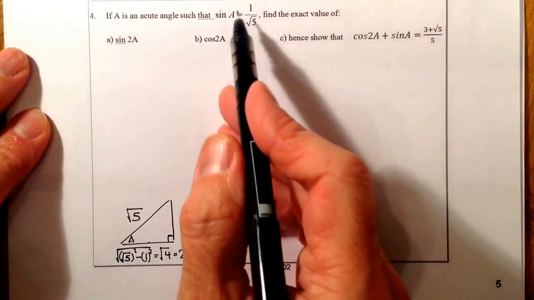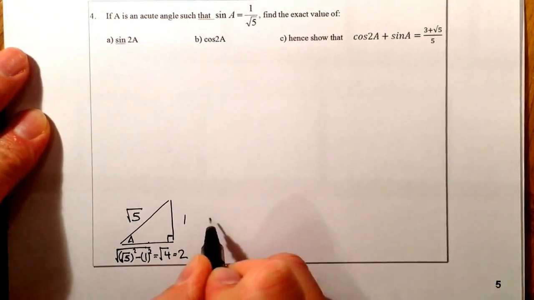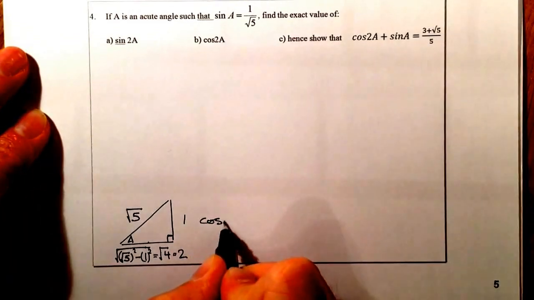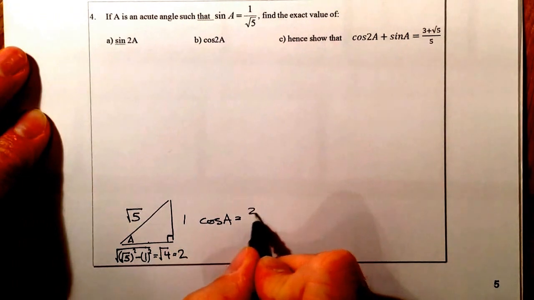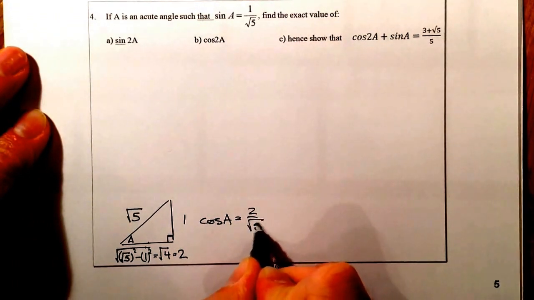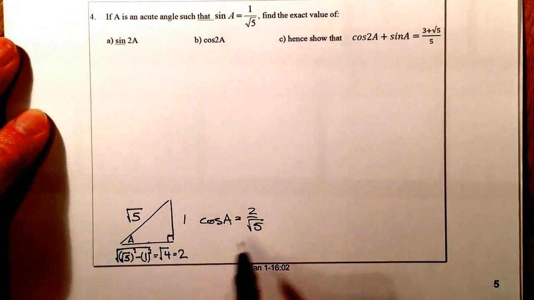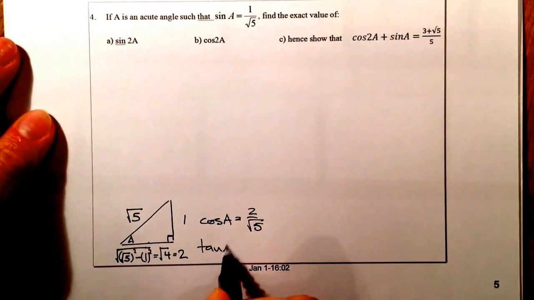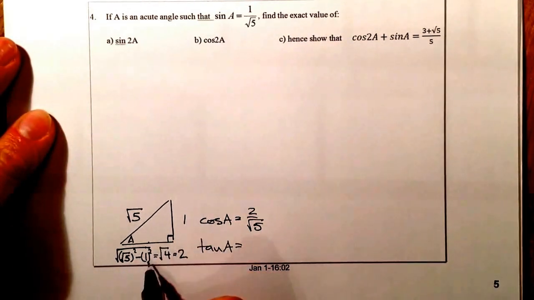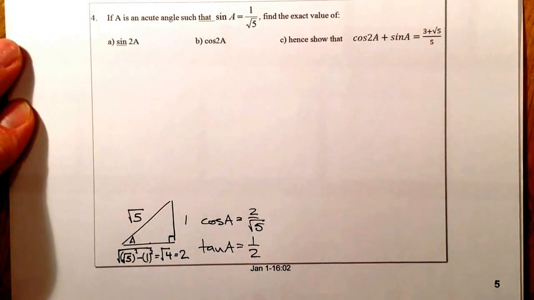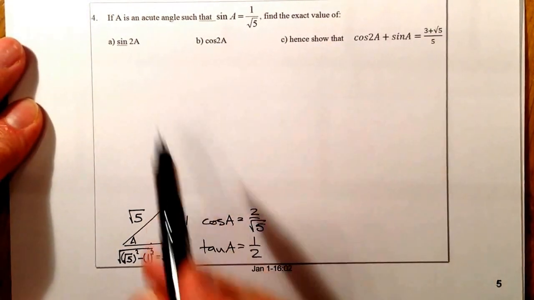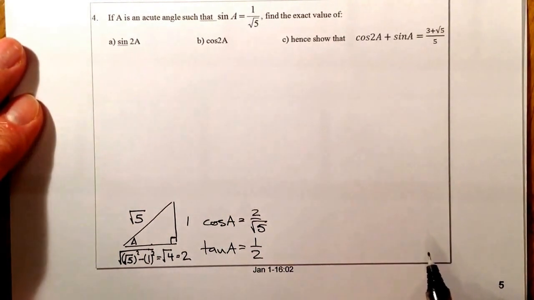Right, so we know what sin A is, so let's write down what cos A is. Remember, cos A is going to be equal to 2 over root 5, just from the SOHCAHTOA work. And tan A is equal to the opposite over the adjacent, so that'll be 1 over 2. Right, so we'll be using these values somewhere in the calculations that we'll be doing.